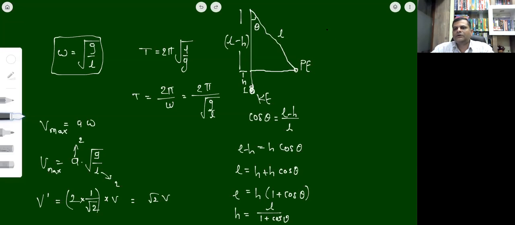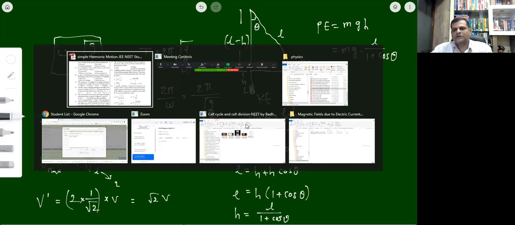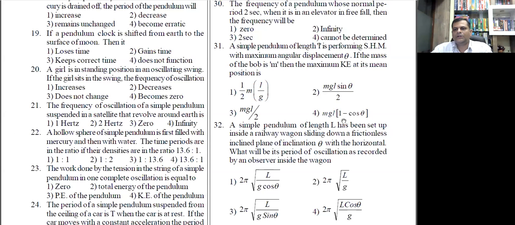So what will be potential energy at this point here? It will be mg into h, where h is nothing but given by this formula which we have already derived. तो वो यहाँ पे आ जाएगा h will be equal to L upon 1 plus cos theta. ओके, बट अभी यहाँ पे ऐसा कुछ ऑप्शन है क्या हमारे पास? जस्ट चेक करो. नो, बट इट इज एक्सप्रेस्ड इन टर्म्स ऑफ sin theta and cos theta. चलो ठीक है. So let us try once more.